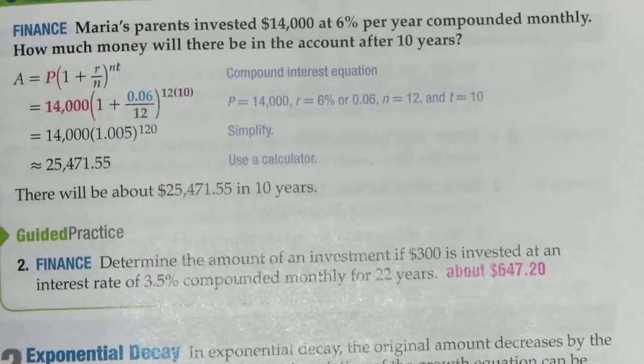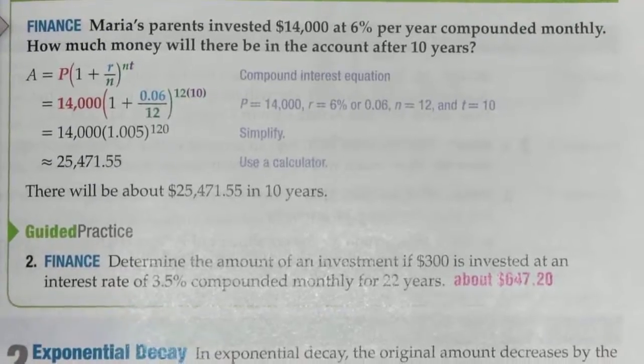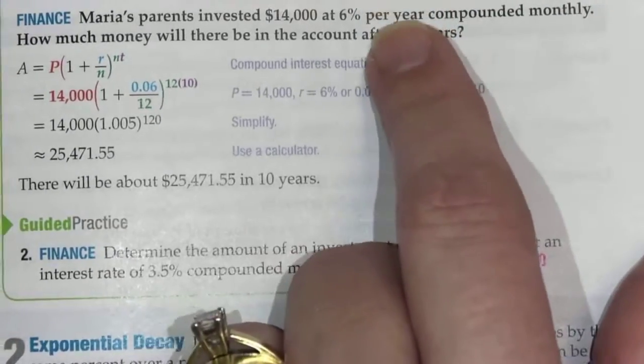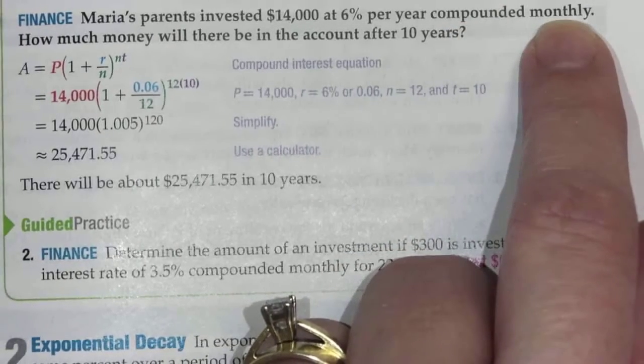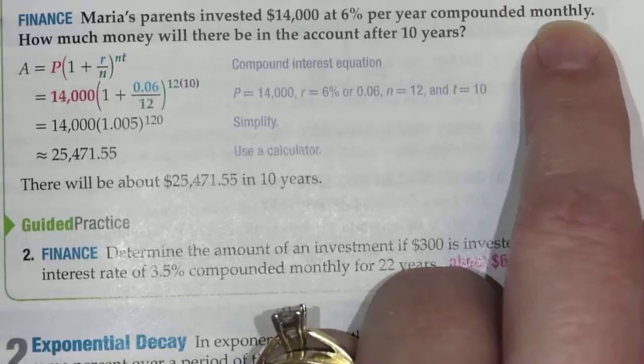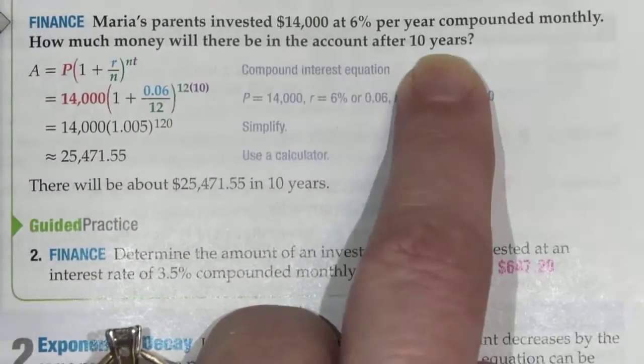Okay, Maria's parents invested $14,000 at 6% per year, compounded monthly. So what's N going to be? 12. Good. How much money will there be in the account after 10 years?